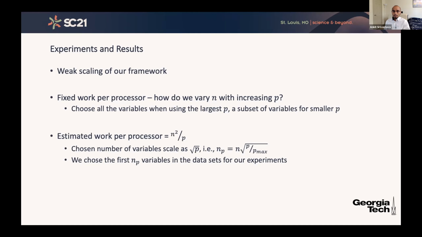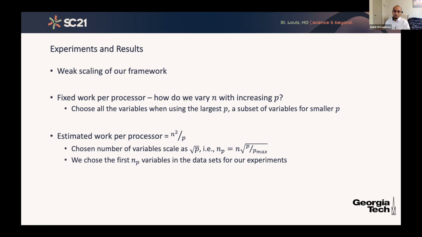And as we discussed in the toy example, the estimated work per processor is n squared by p. So the chosen number of variables was scaled as root p. So you can use this formula for choosing the number of variables on smaller number of processors.